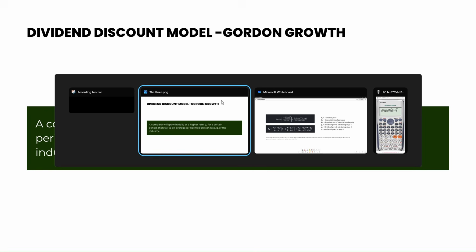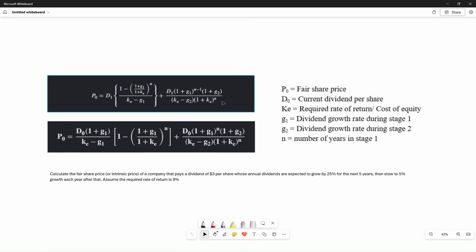So we're going to be looking at a scenario here. We have two formulas for solving the multi-stage dividend growth model. However, both formulas are going to lead to the same answer. It's just the interpretation that actually matters. So for one, we have D1, and for the other formula, we have D0. So you need to understand the difference between each of the parameters here.